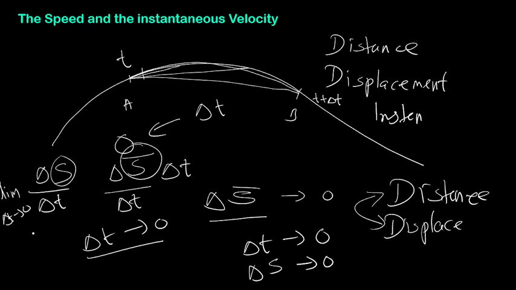But when delta t is made very small, the distance and displacement become nearly equal to each other, and therefore the instantaneous speed and the instantaneous velocity become equal. Because when we make delta t smaller and smaller, we get an instantaneous measure of speed and of velocity, and instantaneous speed and instantaneous velocity are equal in magnitude because distance and displacement become indistinguishable concepts.